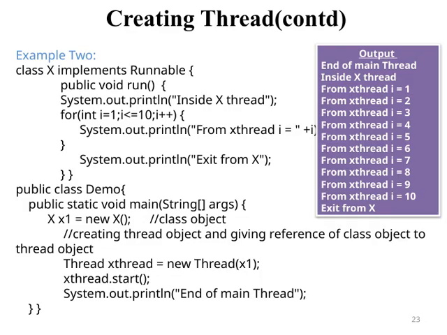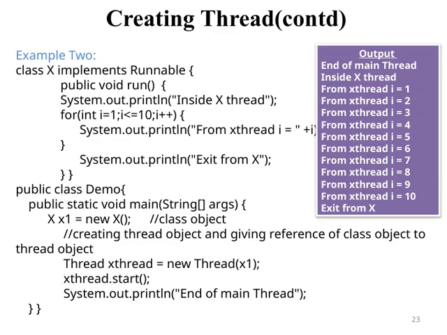Now, let's look at what happens when we run this program. First, you'll notice that the output starts with end of main thread. This shows that the main thread has finished executing its code, but the program itself continues because the other thread we created is still running. Next, you'll see inside xthread, which indicates that the run method of our thread has started executing. From there, the thread prints out from xthread I equals, followed by numbers 1 through 10, showing the loop in action. Finally, the thread prints exit from x, marking the end of its execution.